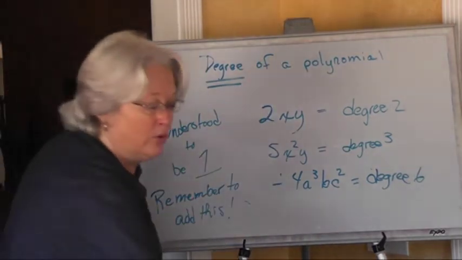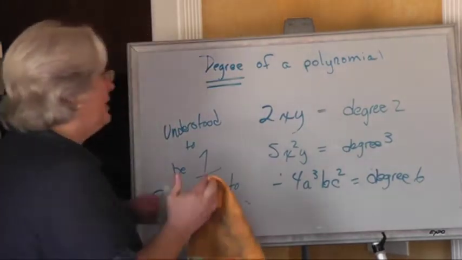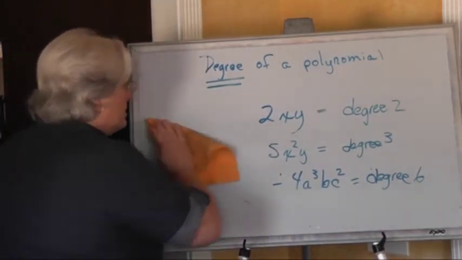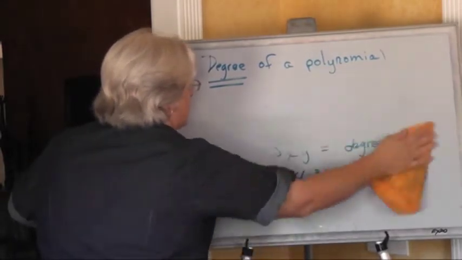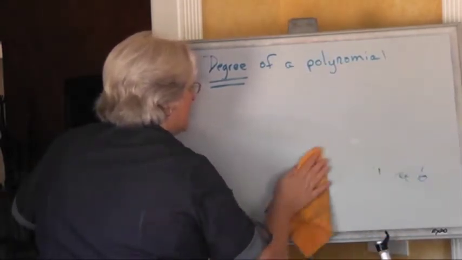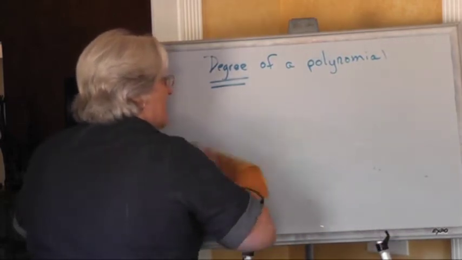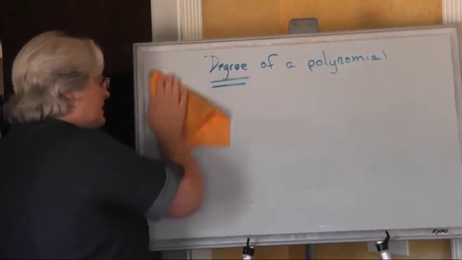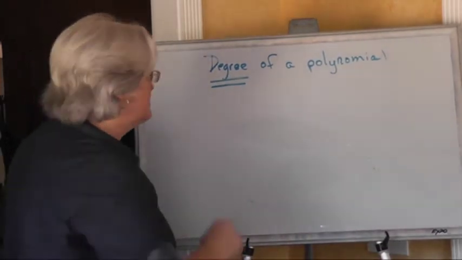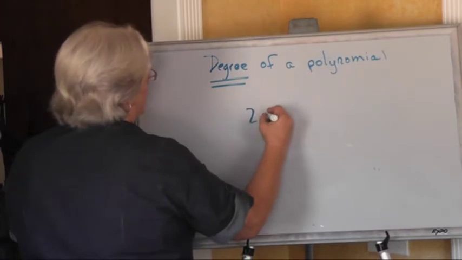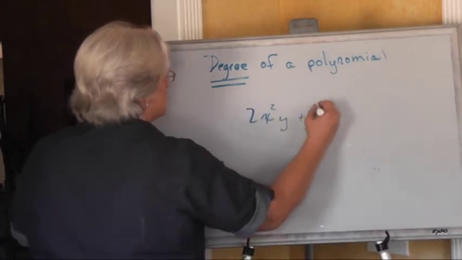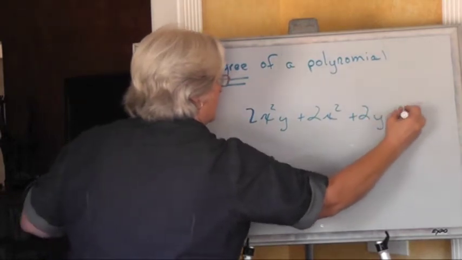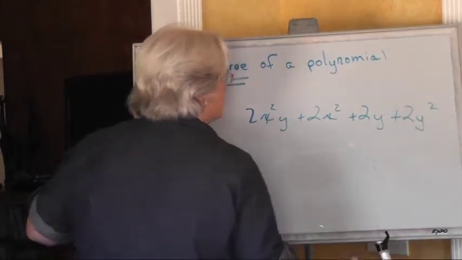But what you have when you're finding the degree of a polynomial is you have to consider all of the terms that are in that polynomial, and you take the degree of the highest term as the degree of the polynomial. 2x squared y plus 2x squared plus 2y plus 2y squared.